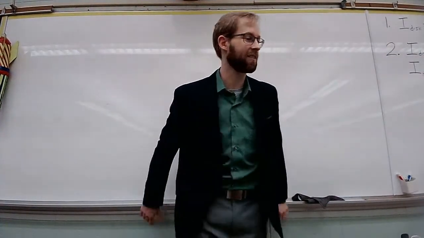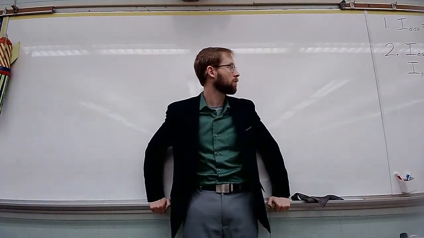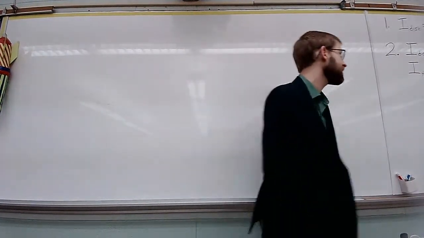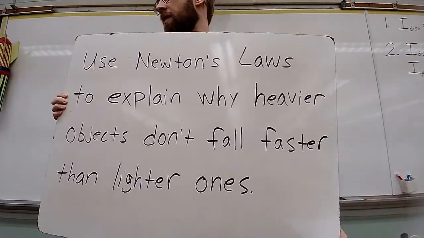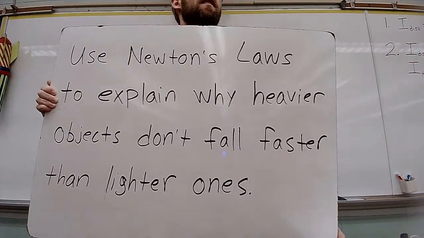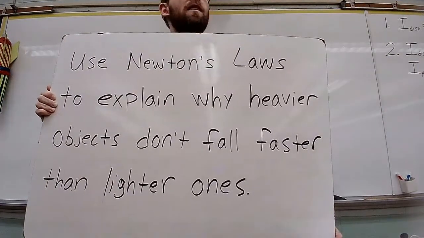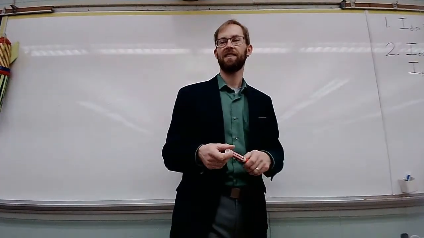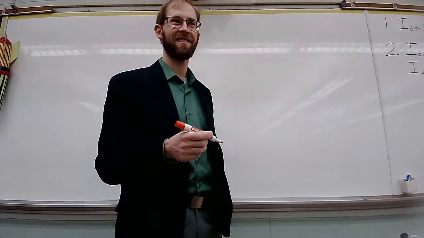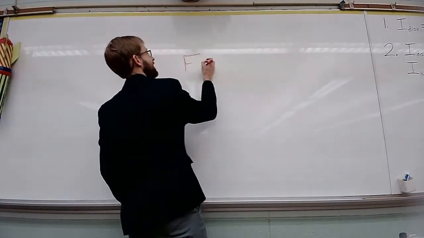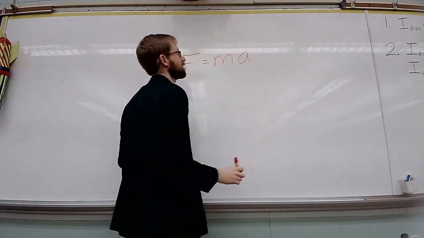So, as mentioned yesterday, we're going to talk a little bit about free fall today. Before we get to that, if you look at the question, it says, use Newton's laws to explain why it is that heavy objects don't fall faster than light ones. So, who can remind me how we answered that question yesterday? What was the equation that we used? F equals ma, exactly. So it's all because of Newton's second law.